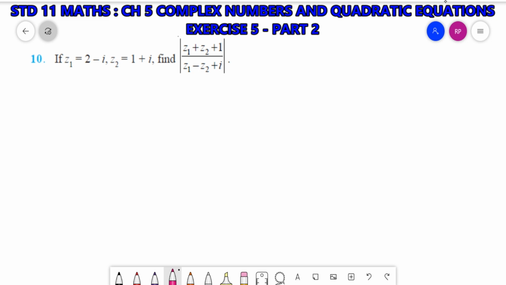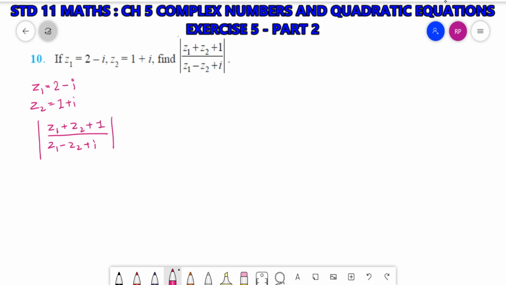Question number 10. Z1 is given to be 2 minus i and Z2 is equal to 1 plus i. Let's write down: Z1 is equal to 2 minus i and Z2 is equal to 1 plus i. We have to find out the modulus of (Z1 plus Z2 plus 1) upon (Z1 minus Z2 plus i).